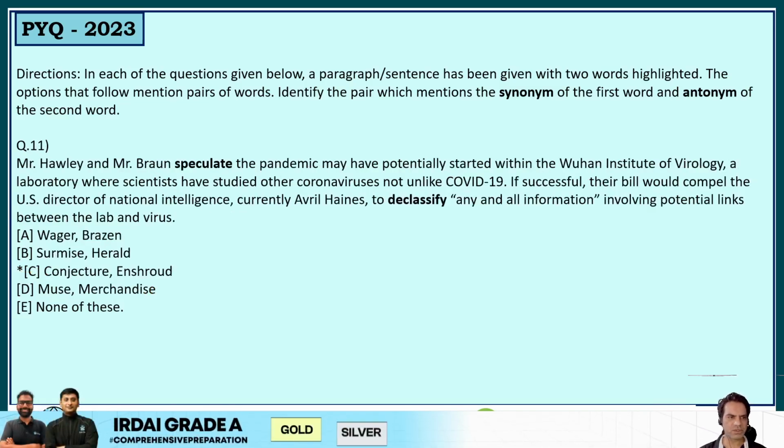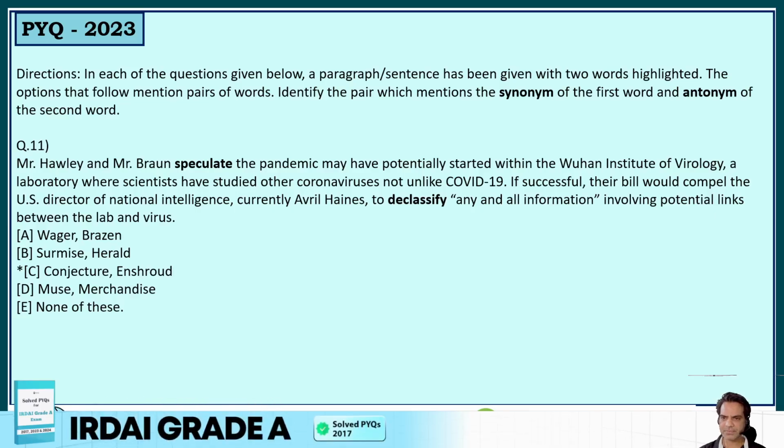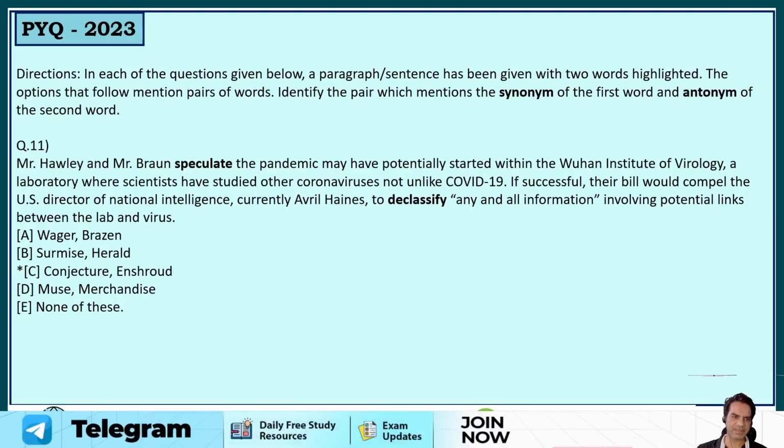Next question, guys. Mr. Hawley and Mr. Braun speculate the pandemic may have potentially started within the Wuhan Institute of Virology, a laboratory where scientists have studied other coronaviruses not unlike COVID-19. If successful, their bill would compel the US Director of National Intelligence, currently Avril Haines, to declassify, that means to open to public, any and all information involving potential links between the lab and the virus.